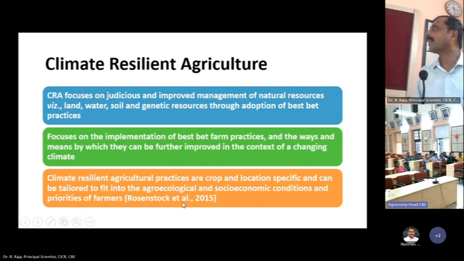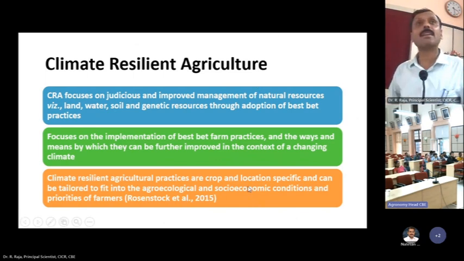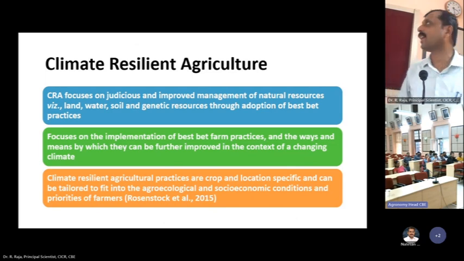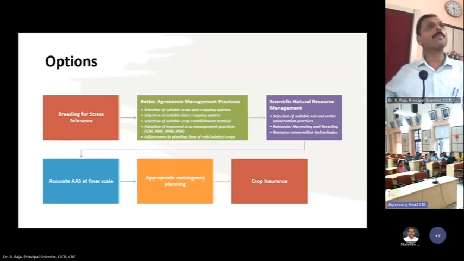Then climate resilient agriculture practices are crop and location specific. No one size fits all. You can't recommend one package for the entire country. We are so unique. It should be a location specific one. Right. So there are many options. We will concentrate on a few options because each one is a lecture in itself.